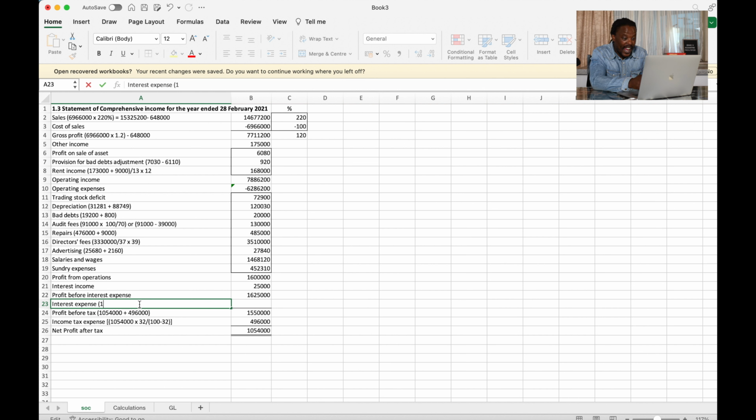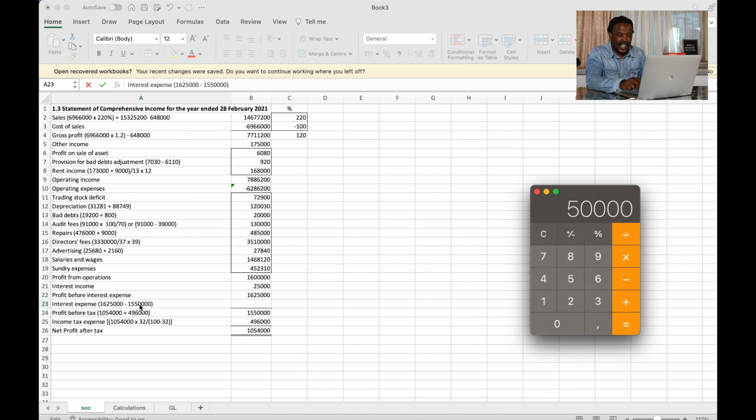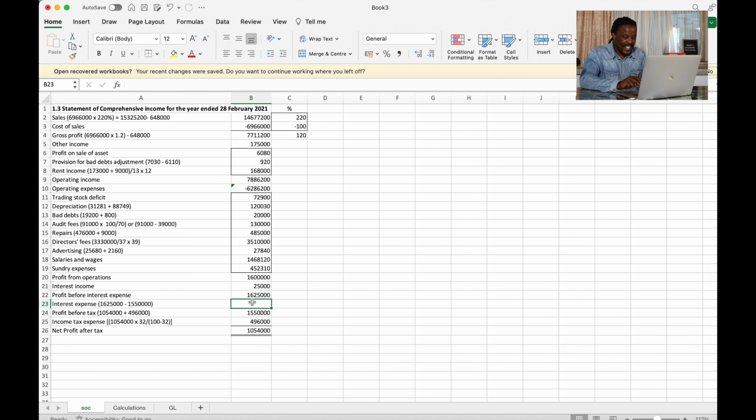And the profit before interest expense becomes a missing figure. It's very important because look at it, you can tell that you must take 1,625 million minus 1,550 million. Let's see what is the answer there. 1,625 million minus 1,550 million, and then you get your interest expense as 75,000. And that's how you get your missing figure. 75,000 is making sense, and that's how you do your solution.